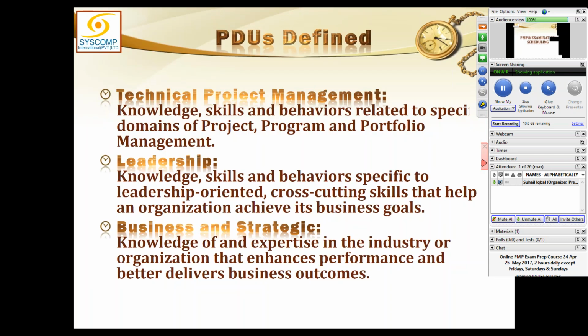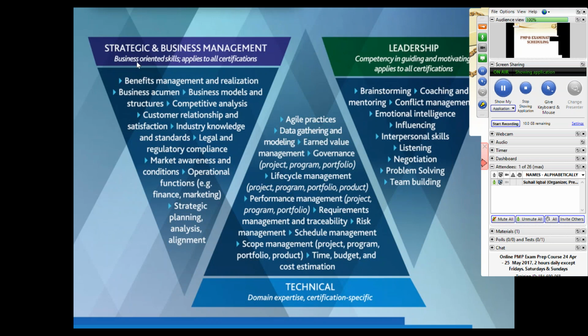So what is included? In technical project management: the knowledge, skills, and behaviors related to specific domains of project, program, and portfolio. Leadership: knowledge, skills, and behaviors specific to leadership-oriented cross-cutting skills that help an organization achieve its business goals. And business and strategic: this is the knowledge of and expertise in the industry or organization that enhances performance and better delivers business outcomes. If you want to see a list, under strategy and business management you can see a complete list of the things. And here is the slide: benefits management and realization, business acumen, business models and structure, competitive analysis. These are the strategic and business management topics which a project manager must know. If you do some training in these areas, that would be counted towards strategic and business management.